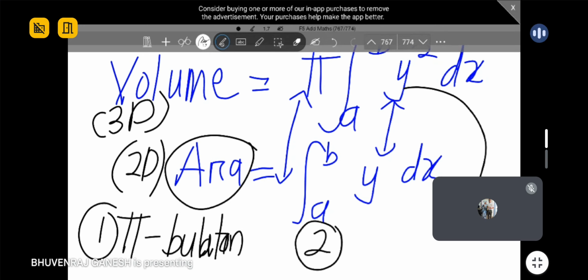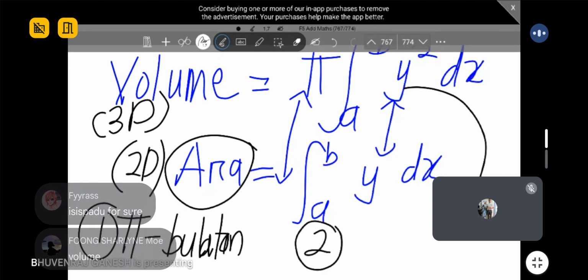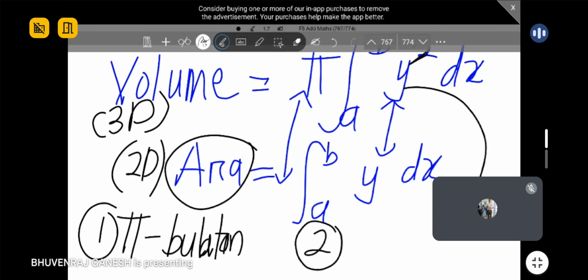Compare area and volume. Cuba bandingkan luas dengan isi padu. Mana akan bagi nilai lebih besar? Which one will give a larger value? Area or volume? For anything, any object. Luas akan lebih besar ataupun isi padu lebih besar? Yes, volume is bigger. So guys, kalau saya maintain y kat sini, kamu rasa isi padu tu akan lebih besar ke dari luas? Shouldn't be, right? Sebab dia macam sama sahaja.